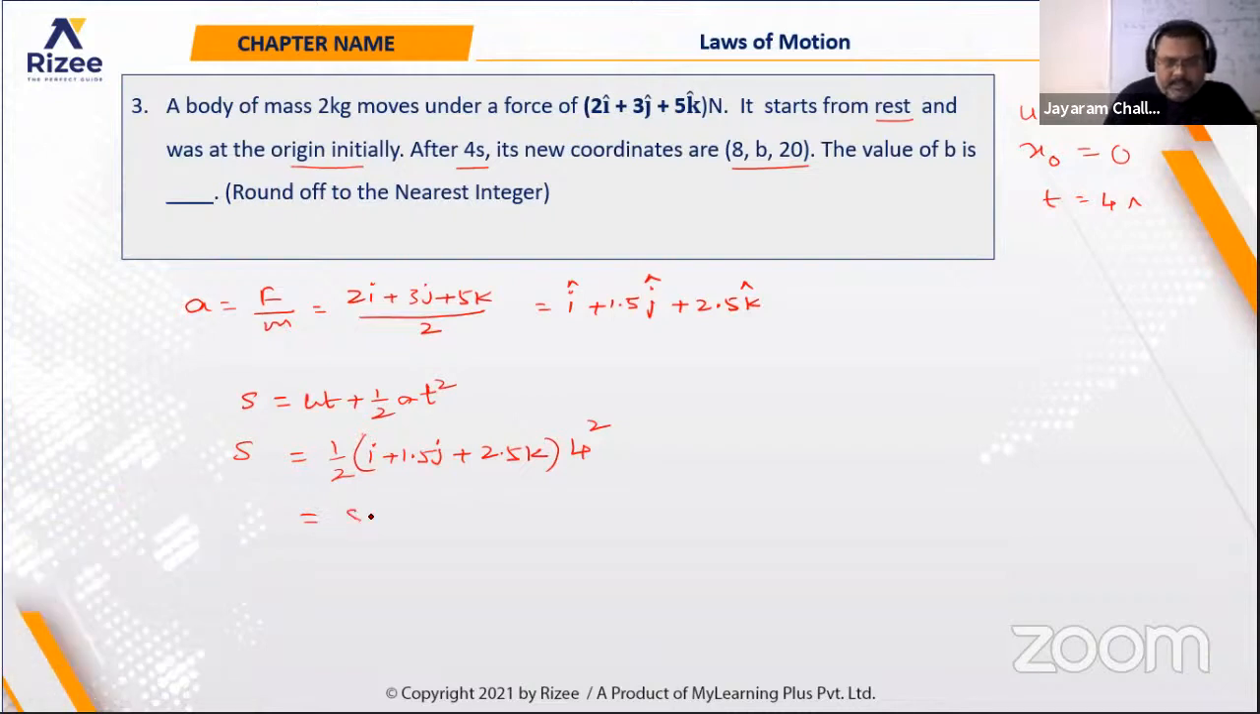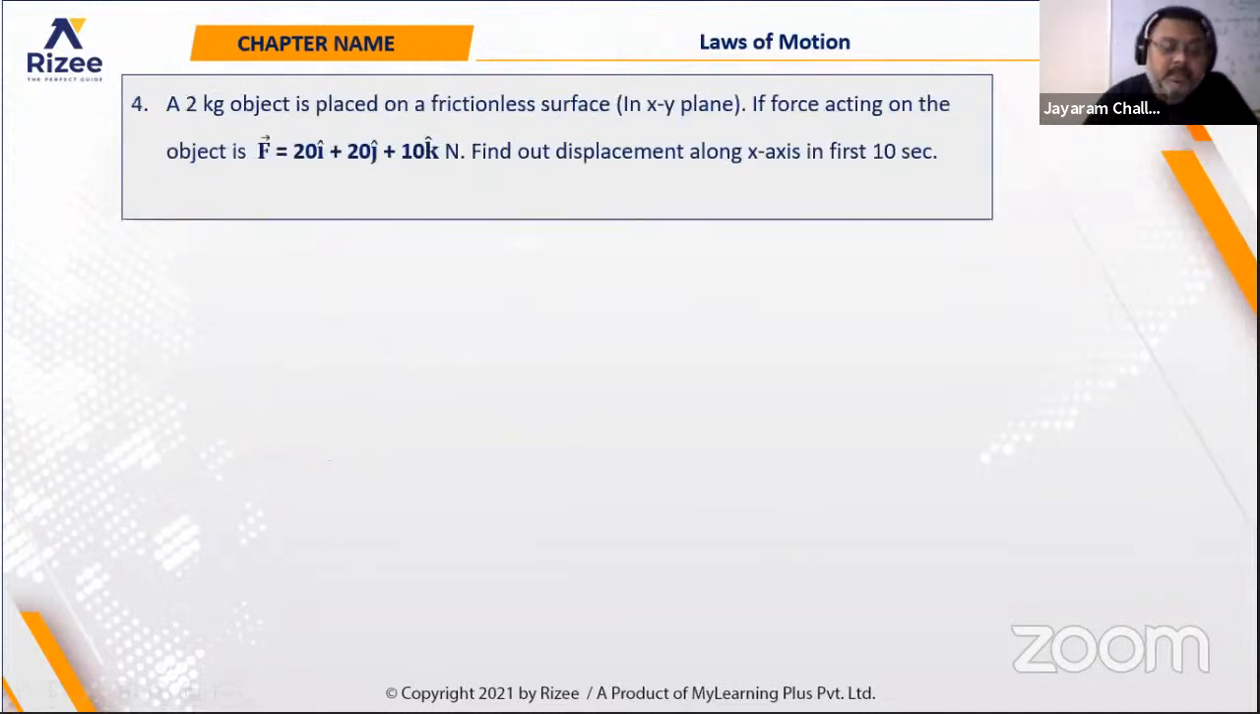So it will be 8i. Next one is 8 into 1.5, which is equal to 12j, plus the last term 8 into 2.5, which is 20k. On comparing the coordinates of the given one and this one, 8 along the x-axis and 20 along the z-axis, so your b value has to be equal to 12. So this is your answer for this case, 12.